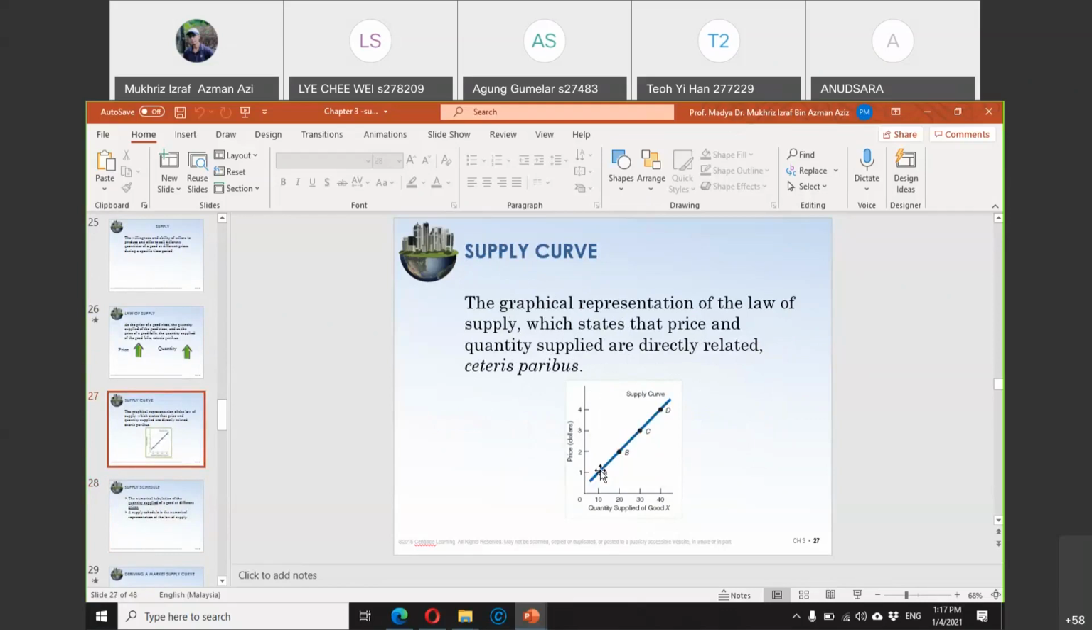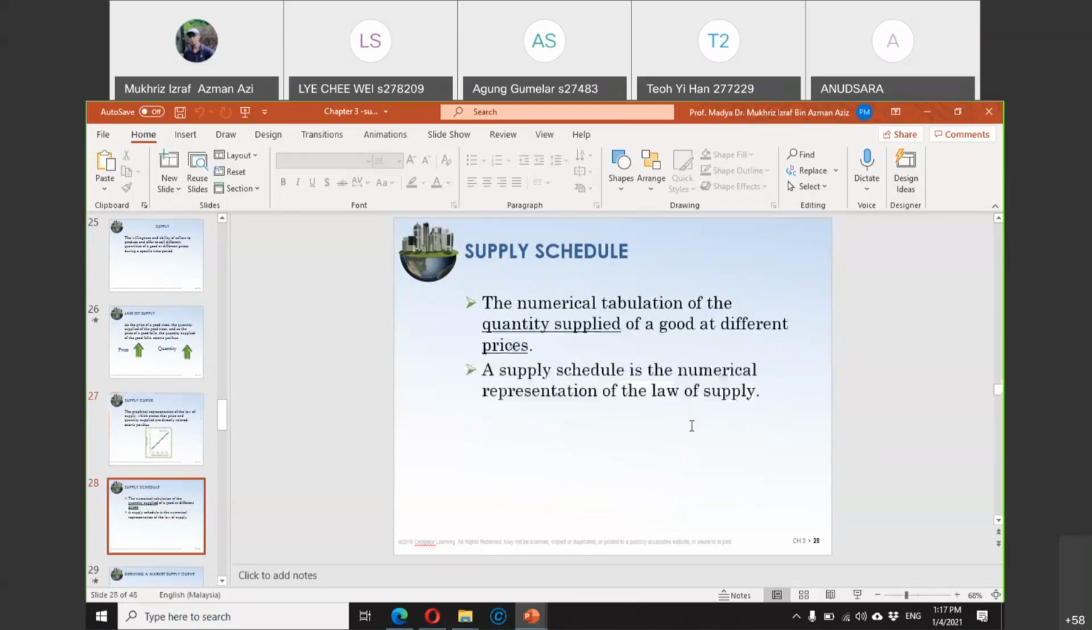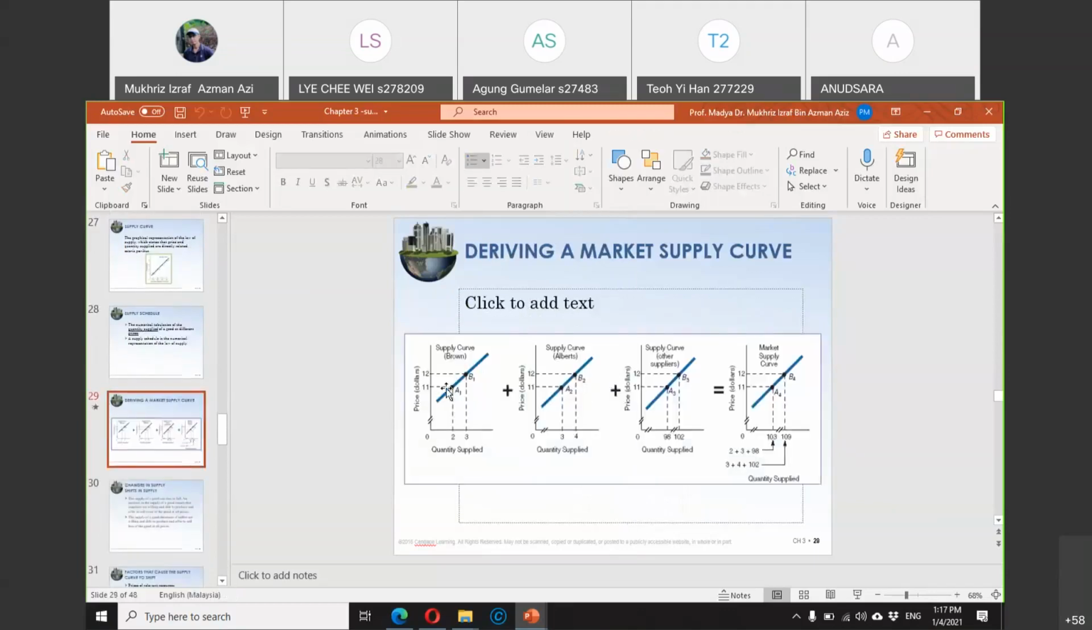Because of that, the supply curve will be upward sloping. The higher the price, the more quantity will be supplied. Same as demand, we can also produce the supply schedule, meaning when you add every individual supplier in the market, you can arrive at the market supply curve. So there's nothing different from the demand side, except that the supply curve is upward sloping versus the demand curve is downward sloping.